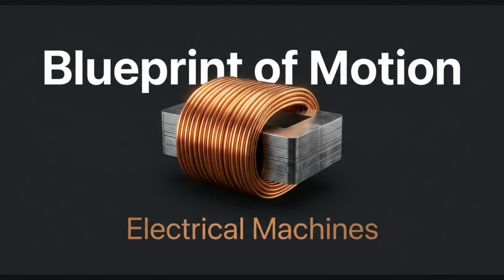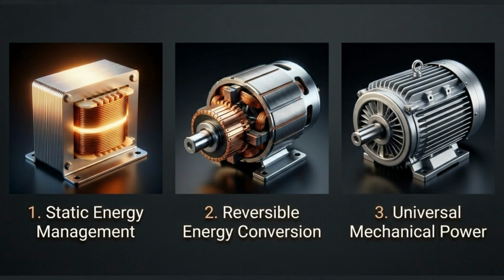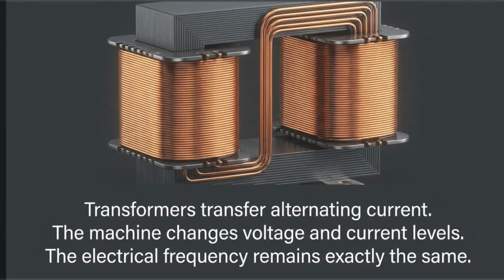Welcome to the video on electrical machines, the blueprint of motion, and the foundation of many technologies we use daily. Electrical machines are essential in converting abstract electrical energy from theoretical circuits into tangible mechanical work. Engineers use them to bridge this gap. There are three main types of electrical machines: static energy management, reversible energy conversion, and universal mechanical power. Each serves a unique and critical function.